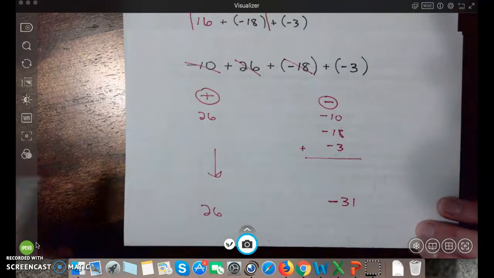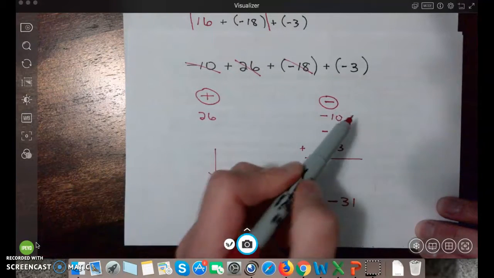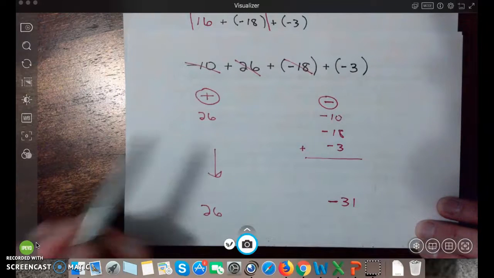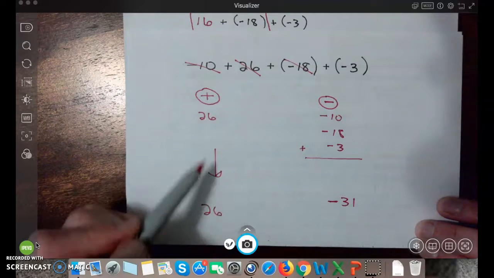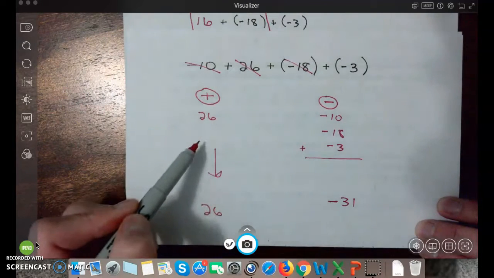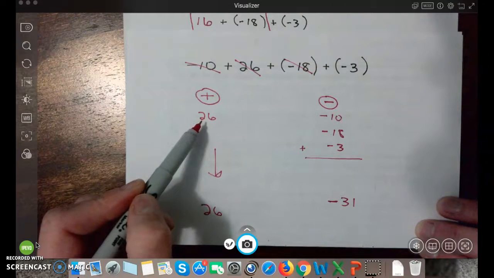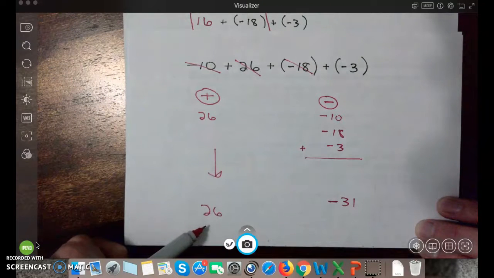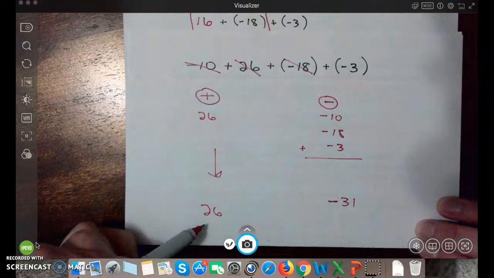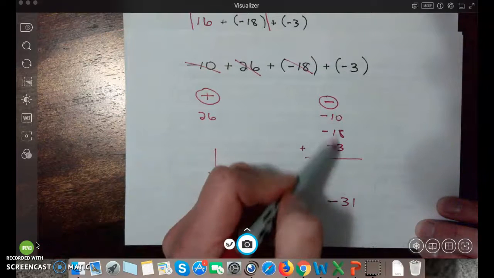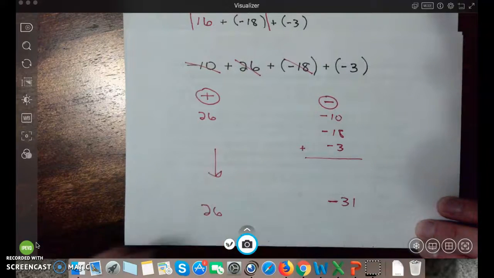So my first step, again, is separate all my positive numbers and my negative numbers. My second step is add all my positives. Even though there's only one here, if I had more positive numbers, they're all green cubes. Add them together, they stay green. So take your positives and add them, keep it positive. Take your negatives and add them and keep it negative.